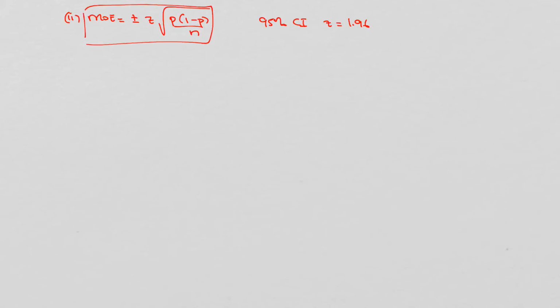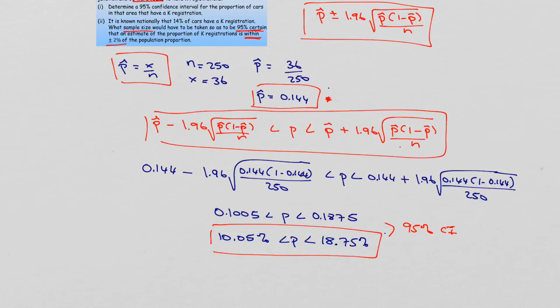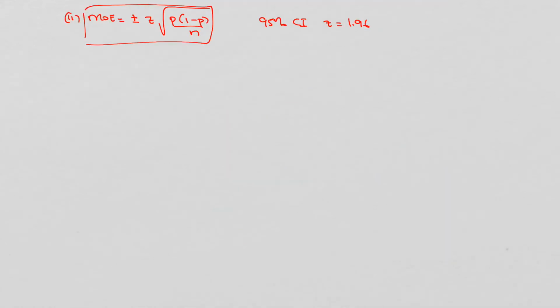So if we're given our margin of error, we have to remember our margin of error is plus or minus our critical value times the standard error of our proportion. If we don't know what our true population proportion is, we would change that to p hat. And when it's a 95% confidence interval, our critical value Z is 1.96. In this question, we're told it's known nationally that 14% of the cars have a K registration, so we're told the true population proportion. And we're told we are 95% certain, so our margin of error must be plus or minus 0.02, in other words, 2%.